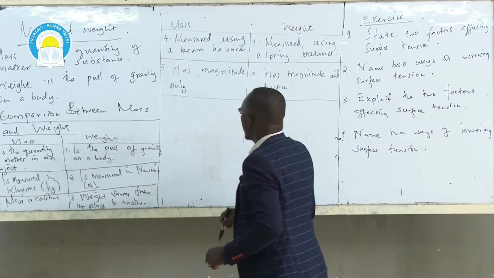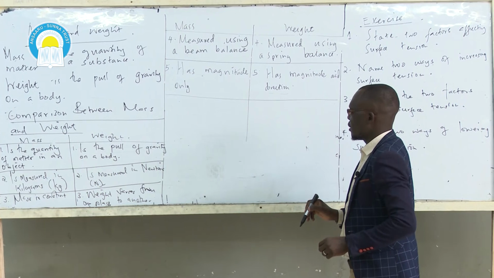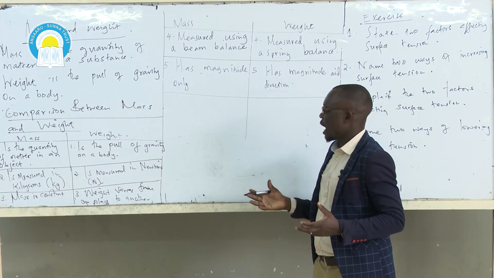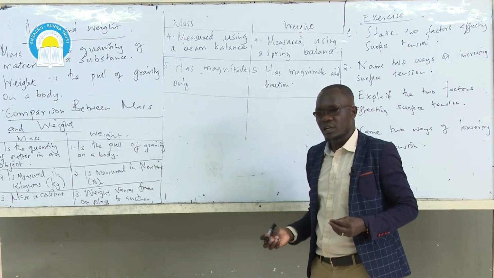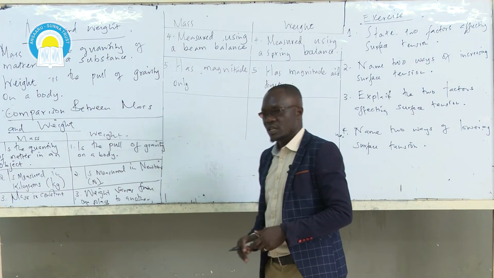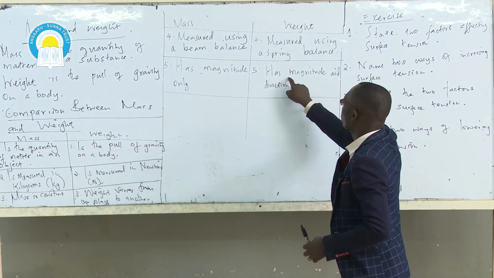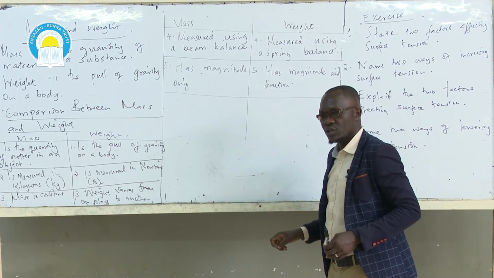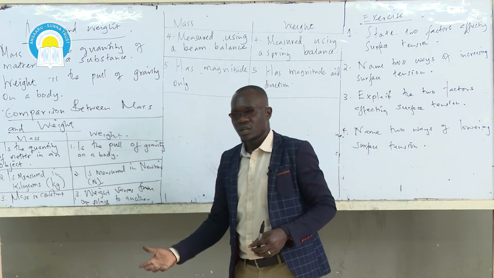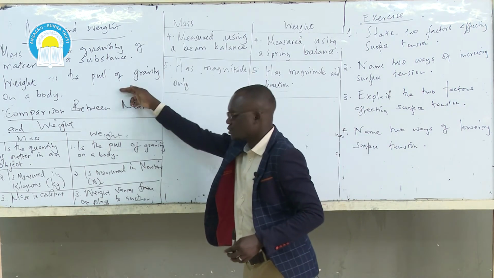Now, when we talk of magnitude and direction, I've said magnitude refers to size. How big is the mass? I can refer to a mass of 5 kilograms, a mass of 10 kilograms, a mass of 50 kilograms. That is the size of mass. But when it comes to weight, as much as I'm talking about it in terms of magnitude, a weight of 50 newtons, a weight of 500 newtons, I can also refer to it in terms of direction because it depends on the pull of gravity.